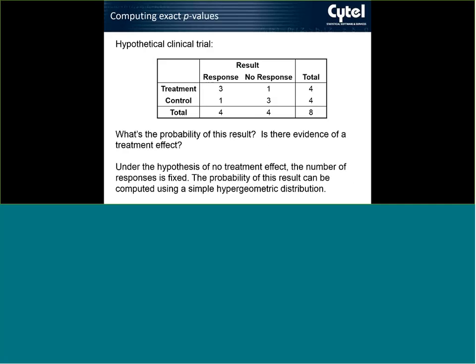So just as an example, suppose that this is the outcome of a hypothetical clinical trial. Of course, I don't think anybody would be interested in a clinical trial with 8 subjects, but this is just to illustrate the points on the previous slide. Here for treatment, we observe 3 responses out of 4, whereas for control only 1 response.